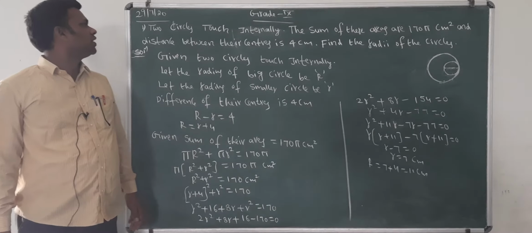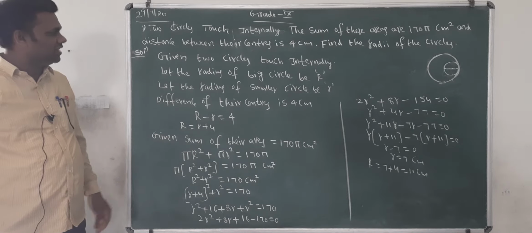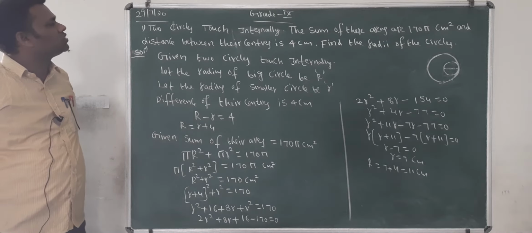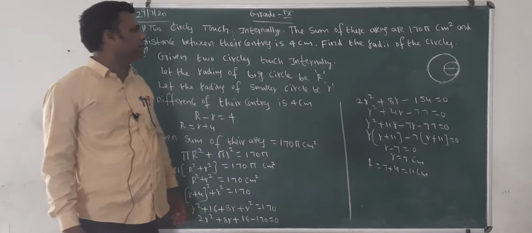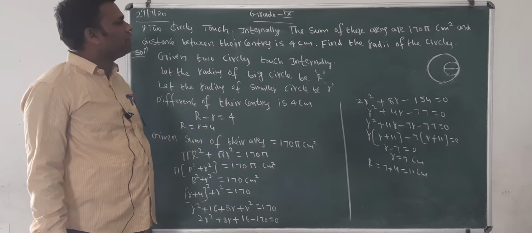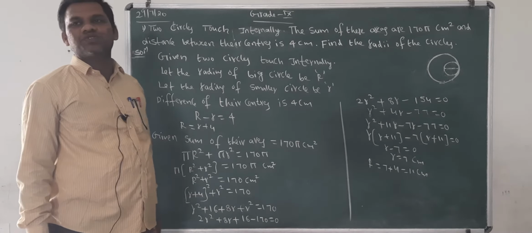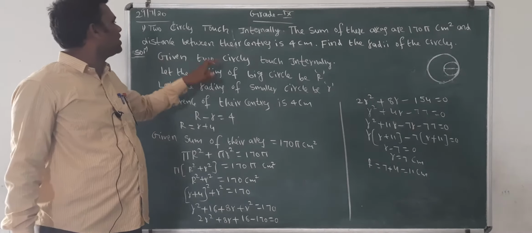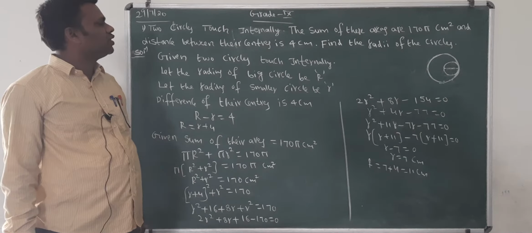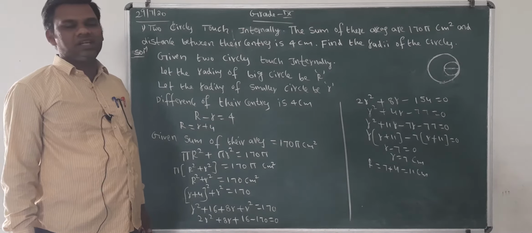Here is a circles-based problem. Two circles touch internally. The sum of their areas is 170 pi centimeter square and the distance between their centers is 4 centimeter. Find the radii of the circles.